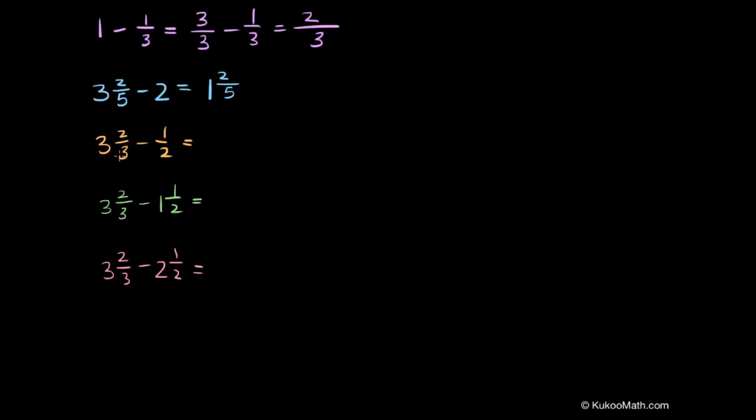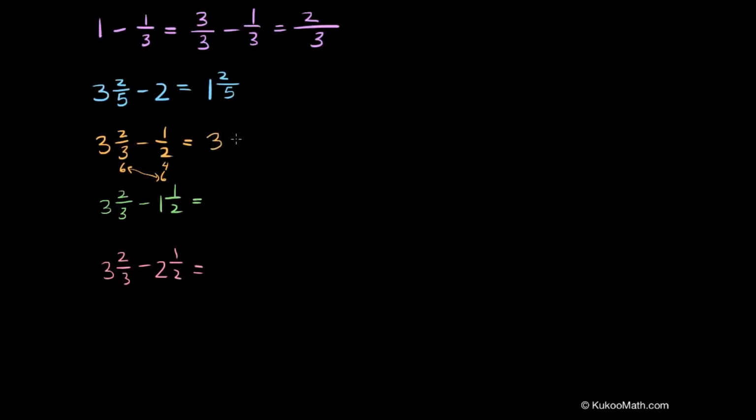Our next problem is 3 2/3 minus 1/2. We're subtracting a fraction this time, so we're worrying about the denominators of the two fractions in the numbers. Since they're different, we're going to have to find the least common multiple. 3's next multiple is 6, and 2's next multiple is 4, and then 6. So 6 is the one they share in common, that's the least.